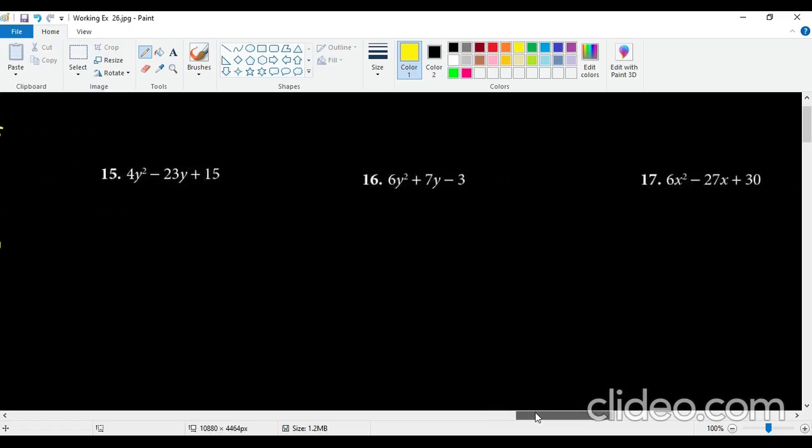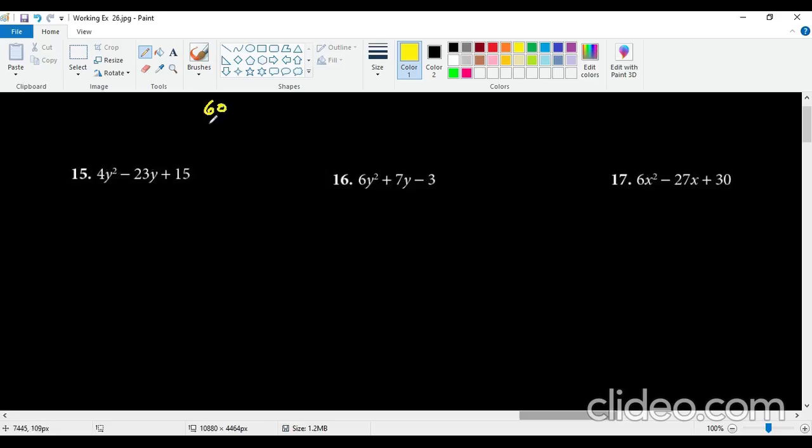Moving on to question number 15. In here, 15 times 4 is 60. And you know very well that 20 times 3 is also 60. And minus 20 and minus 3 is going to give us a minus 23. So I will write 4y² as it is and plus 15 like this. And I will split minus 20y and minus 3y this way.